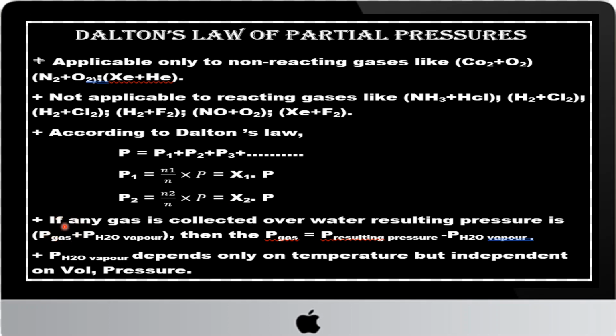Another important point: if any gas is collected over water, the resulting pressure is the pressure of the gas plus the pressure of water vapor, H2O vapor. Then to find the pressure of the gas, we should subtract the pressure of water vapor from the resulting pressure. Here, the pressure of the water vapor depends only on temperature, but it is independent of volume and pressure. You should remember this point.